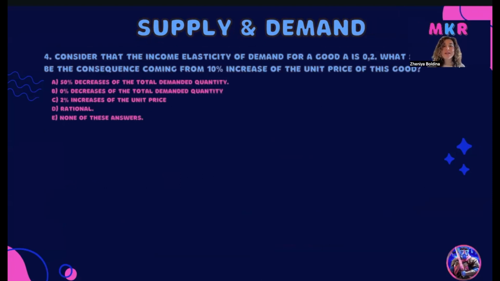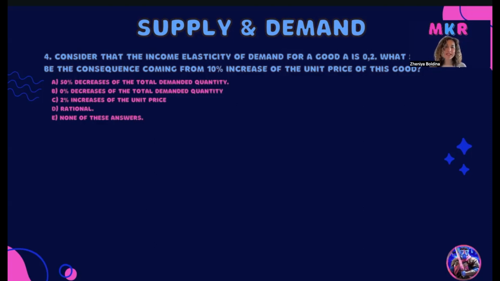Now, question 4: consider that the income elasticity of demand for good A is 0.2. What should be the consequence coming from a 10% increase of the unit price of this good? Remember, our income elasticity of demand formula, first of all, is the change in quantity demanded over change in income. First of all, let's look at the answers. A is 50% decrease of the total demanded quantity. B, 0% decrease of the total demanded quantity. C, 2% increase of the unit price. D, rational. E, none of these answers.